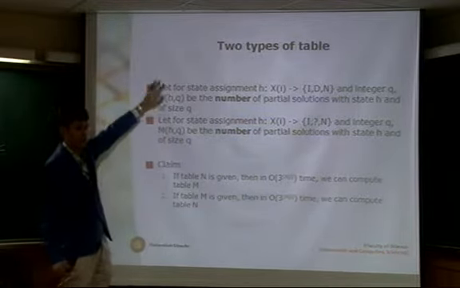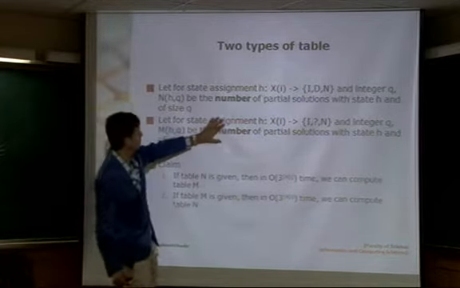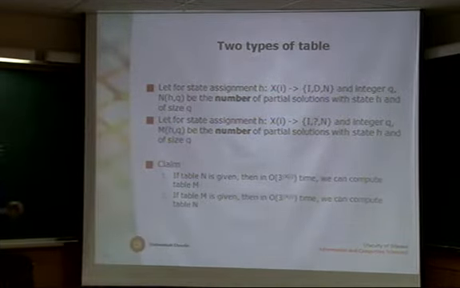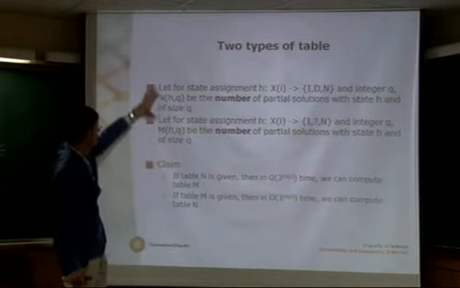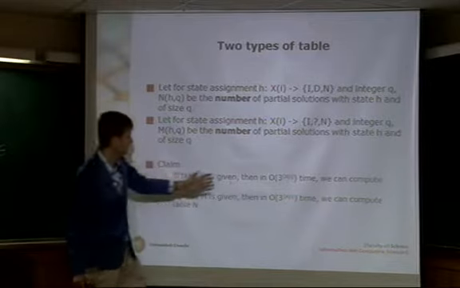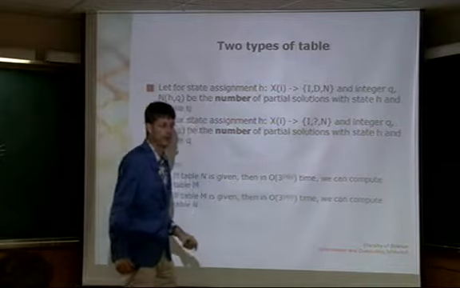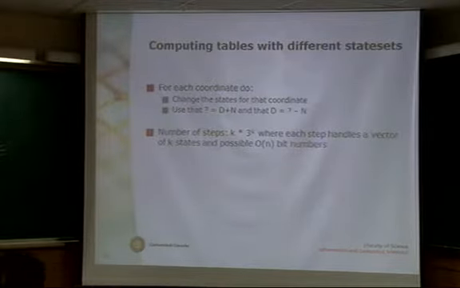So I have two tables, and the interesting fact is that if I look at the number of partial solutions, then these two tables really give the same information. Namely, if you have one of these tables, you can transform it to the other one in basically 3 to the power the size of the set time. And so this is actually convolution in disguise.